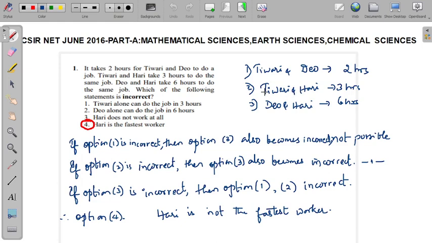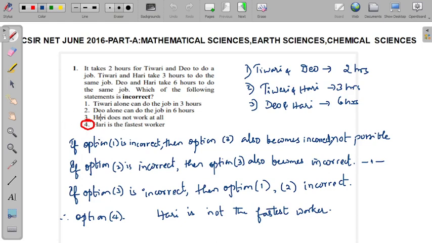If Tiwari alone can't do the job in 3 hours, it means Hari also has to do some work. So if this is incorrect, the third option also becomes incorrect. The third option says that Hari does not work at all. If Tiwari alone can't do the job in 3 hours, Hari also has to work. So both will become incorrect in this case. So the first option can be eliminated.